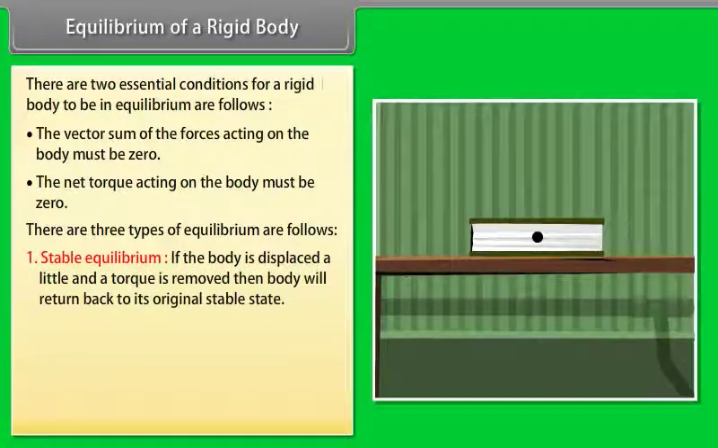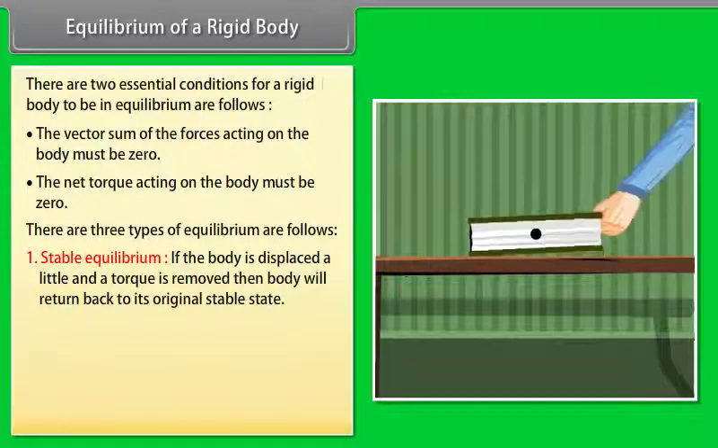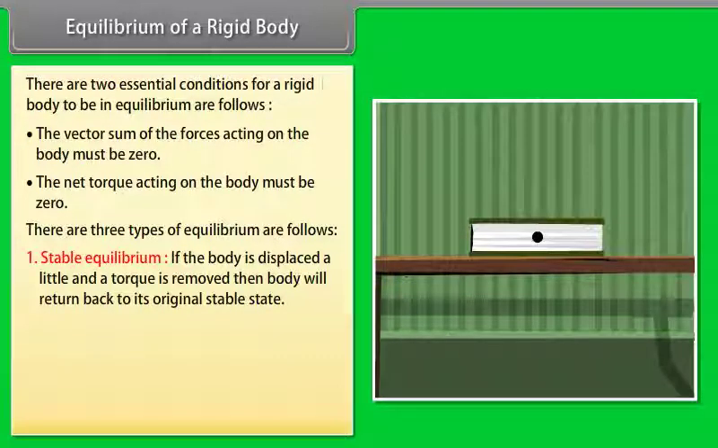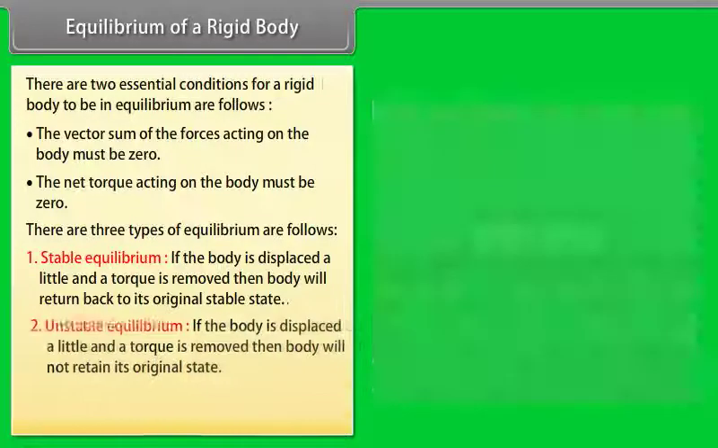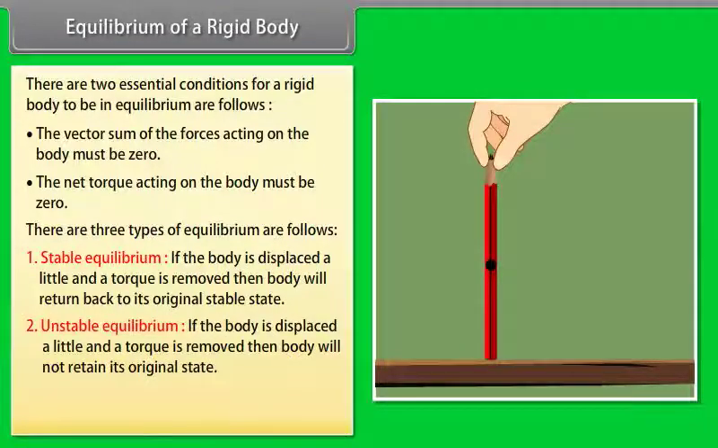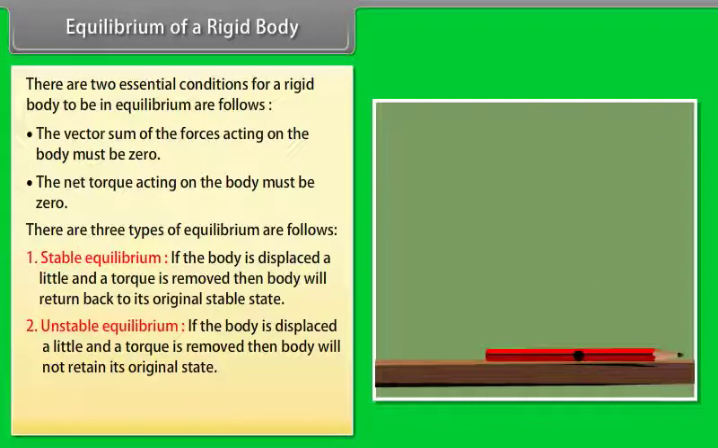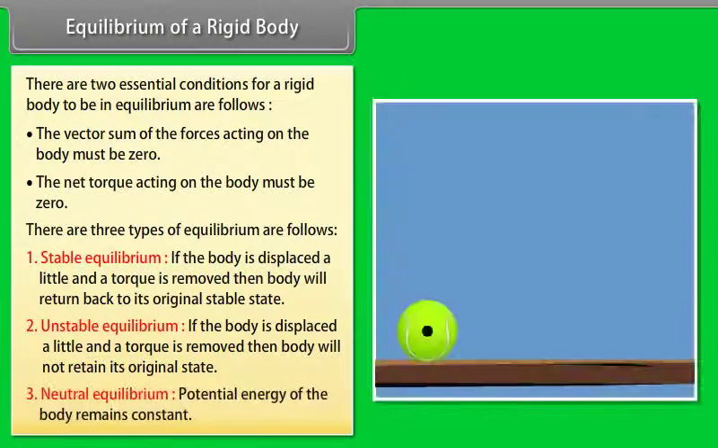Number 1. Stable equilibrium. If the body is displaced a little and the torque is removed, then the body will return back to its original stable state. Number 2. Unstable equilibrium. If the body is displaced a little and the torque is removed, then the body will not retain its original state. Number 3. Neutral equilibrium. Potential energy of the body remains constant.